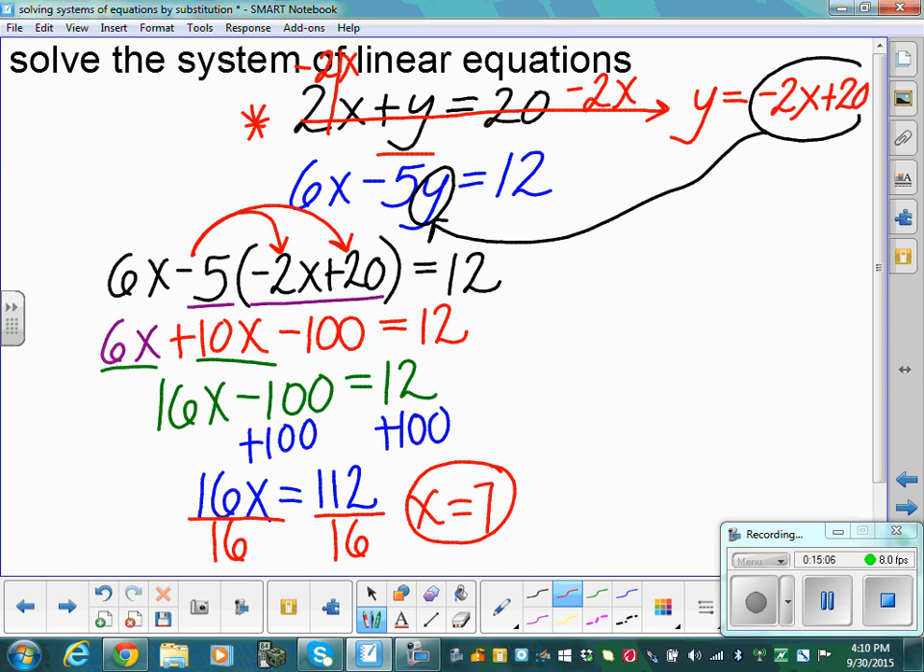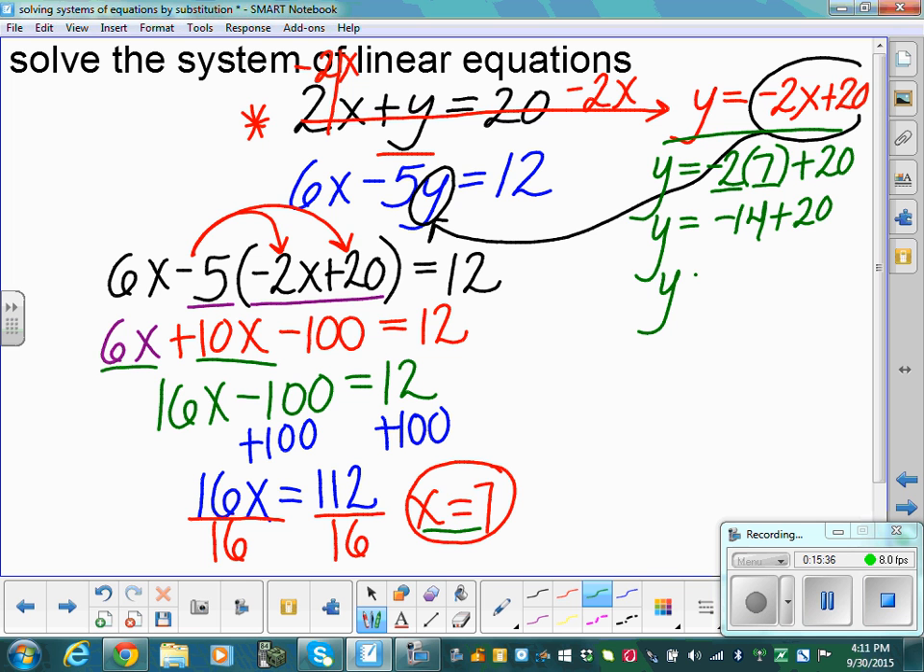Now we need to solve for y. So I'm going to plug that 7 back up into this equation wherever there's an x so I can find y. So we'll have y is equal to negative 2 times x, but remember x is positive 7, so we're going to put positive 7 and then plus 20. So we'll get y is equal to negative 2 times 7 is negative 14 plus 20. So we're almost there. Y is equal to negative 14 plus 20, which is positive 6.